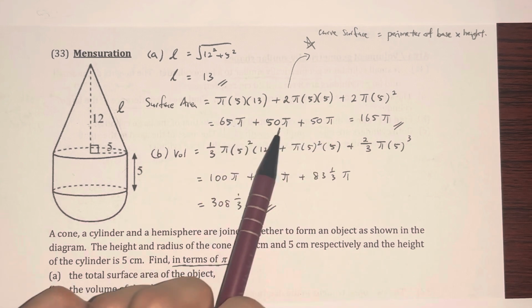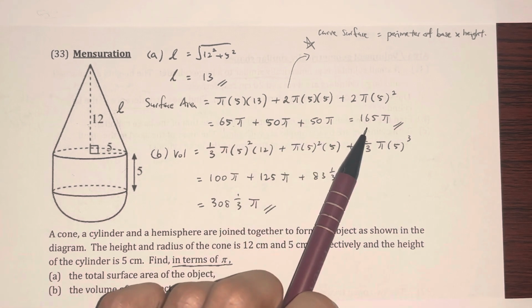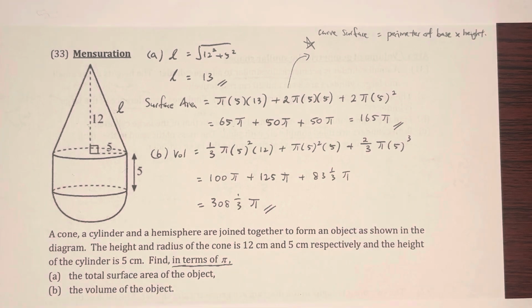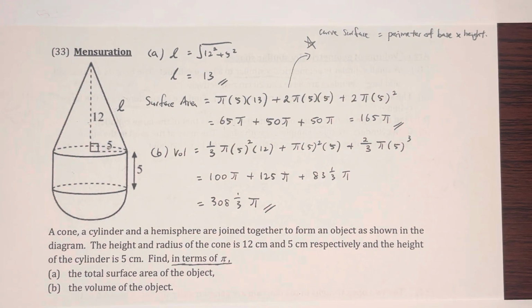So after I get all these three, I add together is 165 pi. That's the answer. Okay, so same thing. Next thing, I want volume. Volume is actually simpler. Volume is all formulas. So I have cone, cylinder, and sphere.